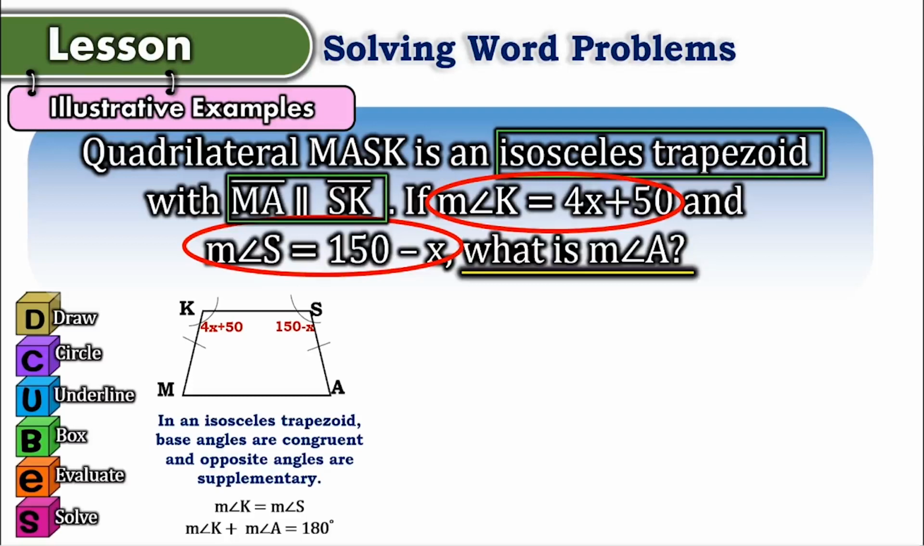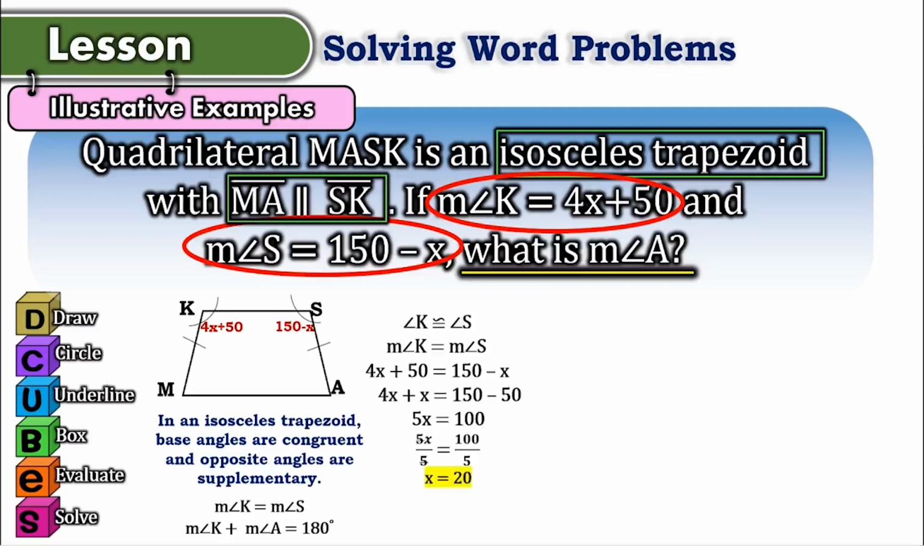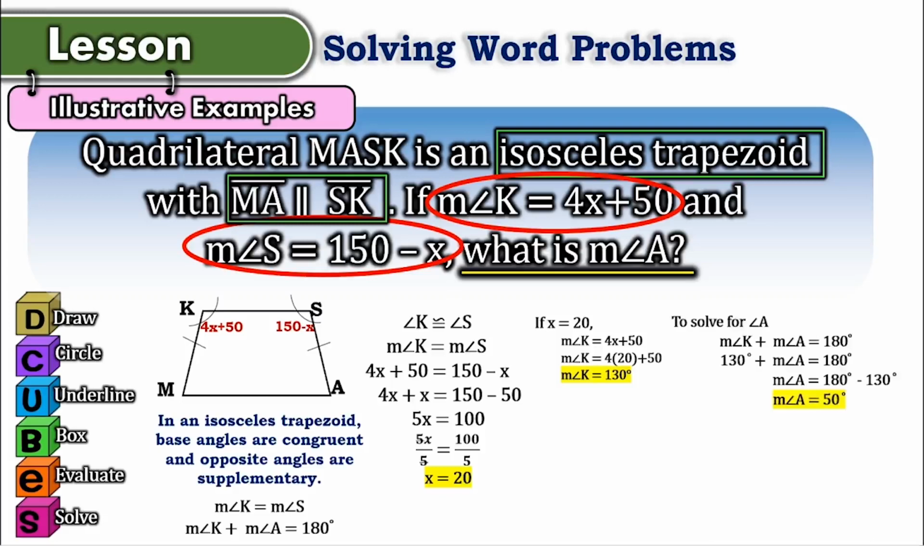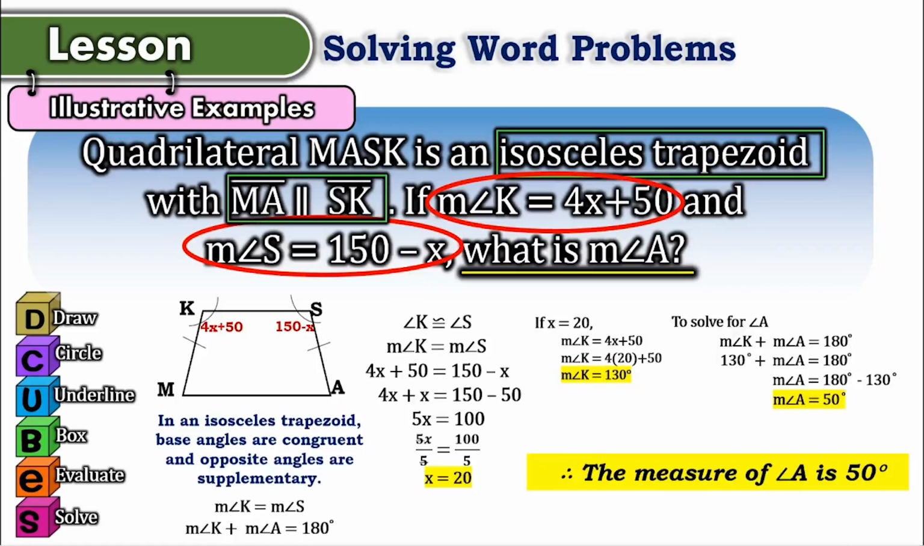So let's solve. In solving for x, we have measure of angle K is equal to measure of angle S, or 4x plus 50 is equal to 150 minus x. Simplifying the equation, we obtain x is equal to 20. If x is equal to 20, then the measure of angle K is equal to 130 degrees. To solve for the measure of angle A, we will use measure of angle K plus measure of angle A is equal to 180 degrees since opposite angles of an isosceles trapezoid are supplementary. Since the measure of angle K is 130 degrees, then the measure of angle A is 50 degrees.